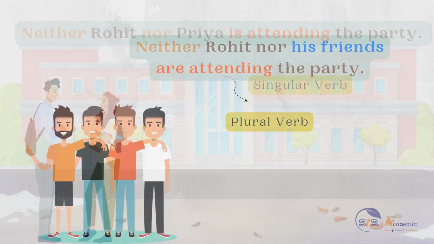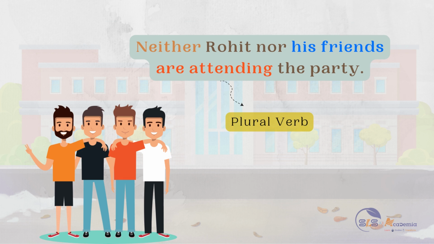Now let us look at this sentence. Neither Rohit nor his friends are attending the party. In this example, the subjects Rohit and his friends are joined by nor. The verb are agrees with the plural subject his friends, which is closest to the verb. The sentence conveys that neither Rohit nor any of his friends are attending the party.